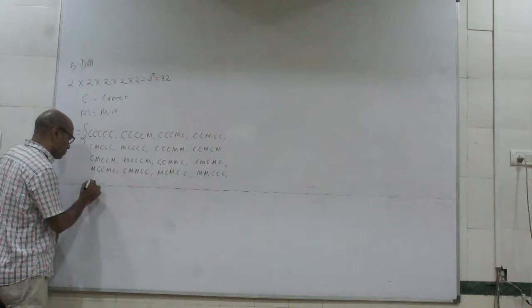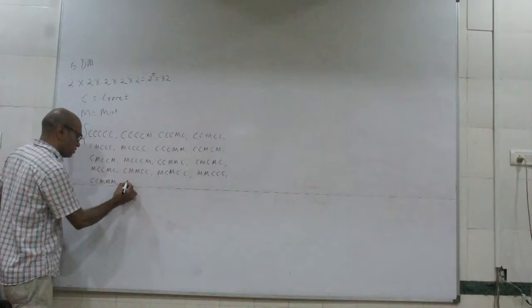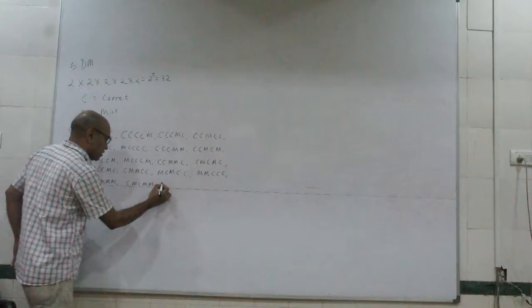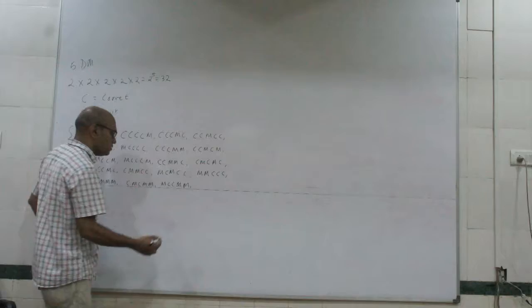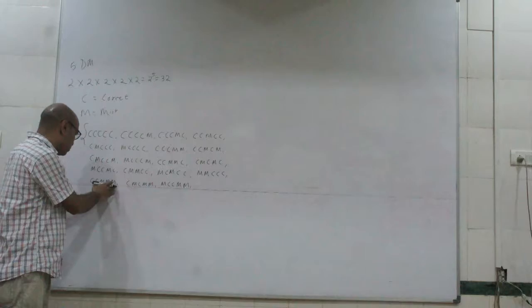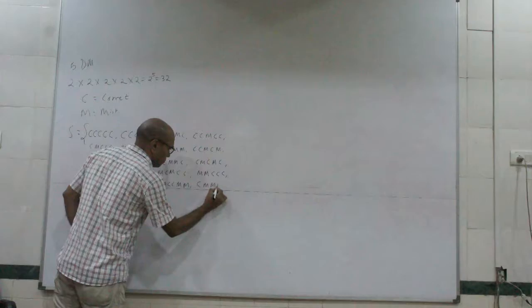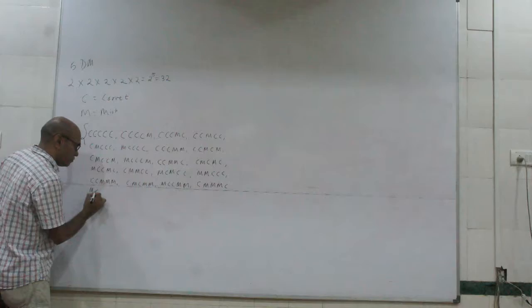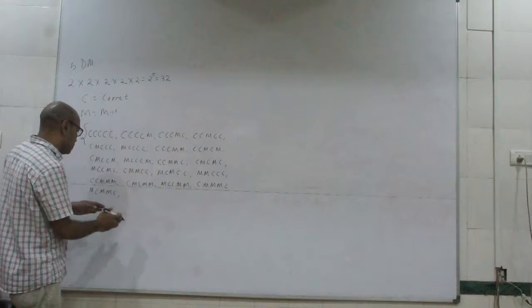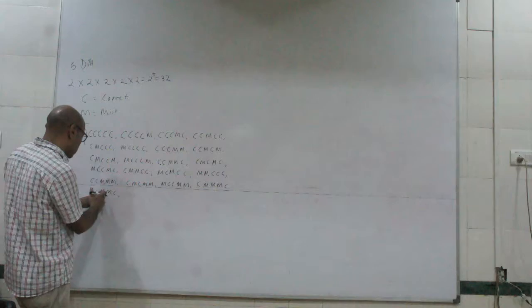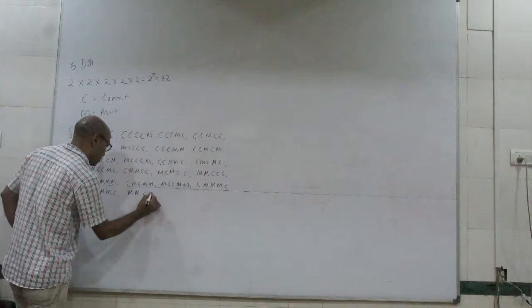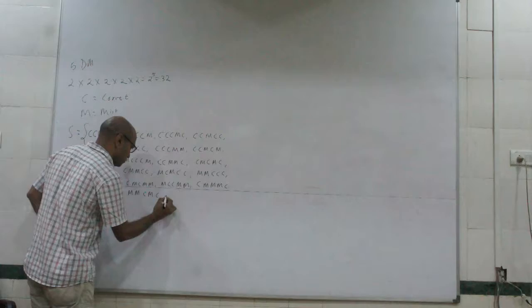Okay. So C, C, M, M, M. Okay? Then C, M, C, M, M. Then M, C, C, M, M. Then 3 M's here. Now all of them shift a bit. So C, M, M, M, C. Now M, C, M, M, C. Now they were here, so this has to move. So M, M, C, M, C. Right? Now this has to move, that is M, M, M, C, C.